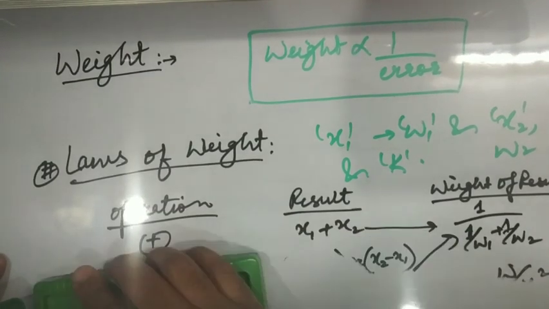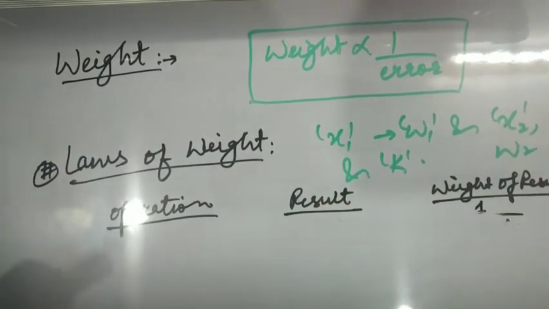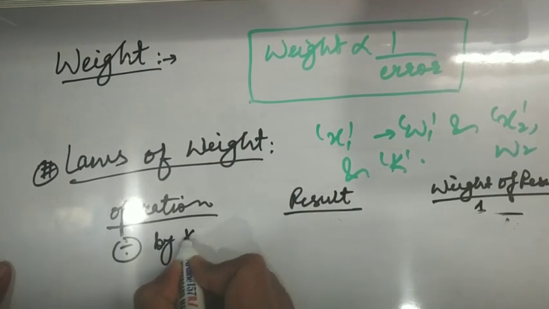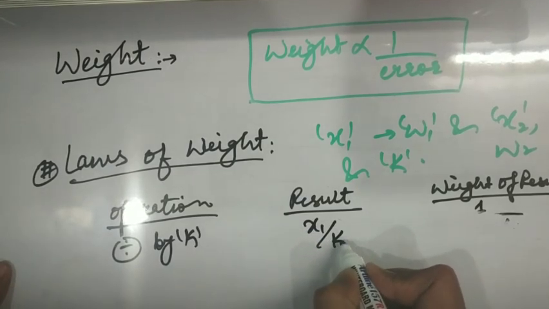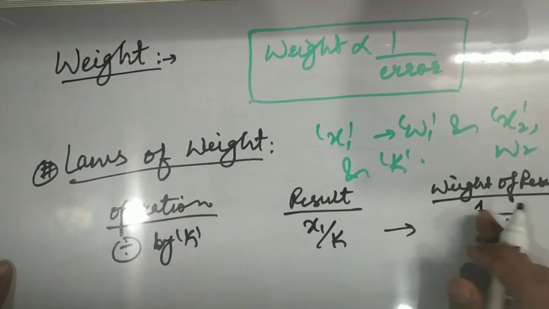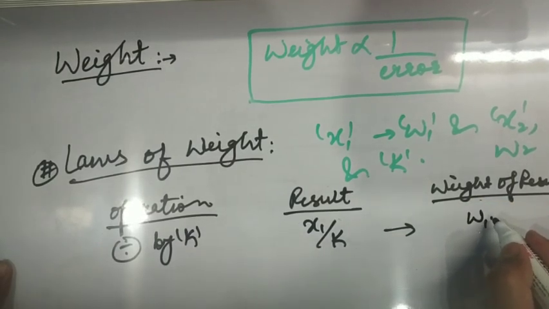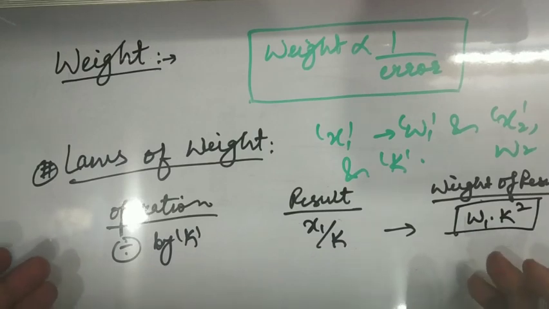Now the next operation is division by a constant. I'll write it as divide by constant k. So the result will be that quantity divided by the constant. Now the weight of the result will be the weight corresponding to that quantity multiplied with the square of the constant. So these are actually the laws of weight which I am teaching you.